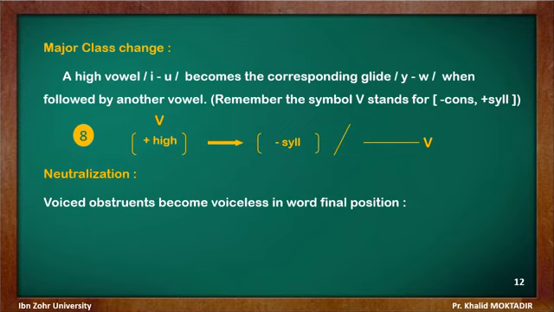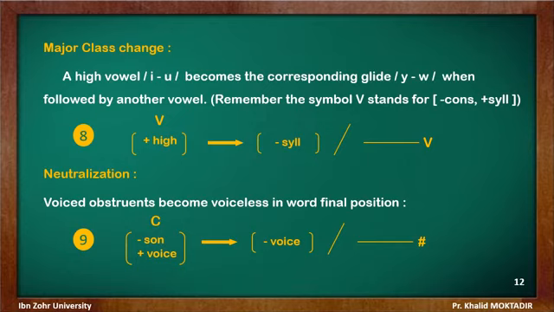Now, neutralization. This is a process that, if you remember, we pick up from German: the voiced obstruents become voiceless in word final position. Now, here is the rule. Obstruents are plus consonantal, minus syllabic, that's represented by the symbol C, and then minus sonorant. That's obstruents, including stops, fricatives, and affricates. And all these obstruents are voiced. So a voiced obstruent becomes voiceless in word final position.